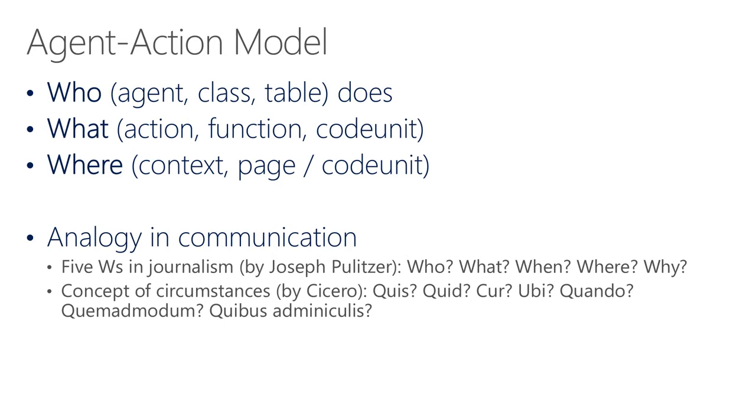This formula has a lot of analogies in communication, such as the 5 W's in journalism as established by Joseph Pulitzer: who, what, when, where, and why. Or the concept of circumstance as defined by the Roman statesman, philosopher, and orator Marcus Tullius Cicero, which is some 1,900 years older.